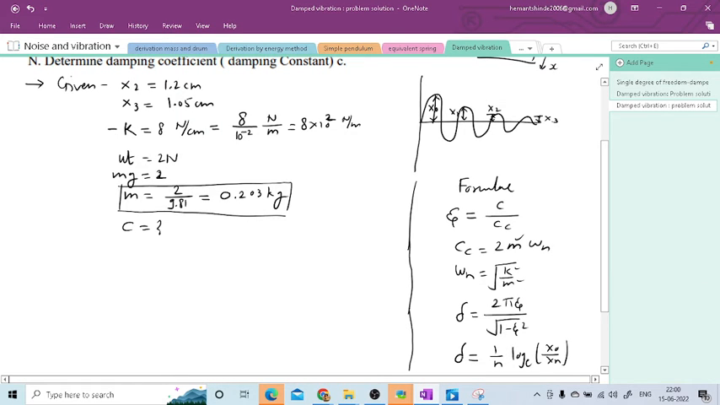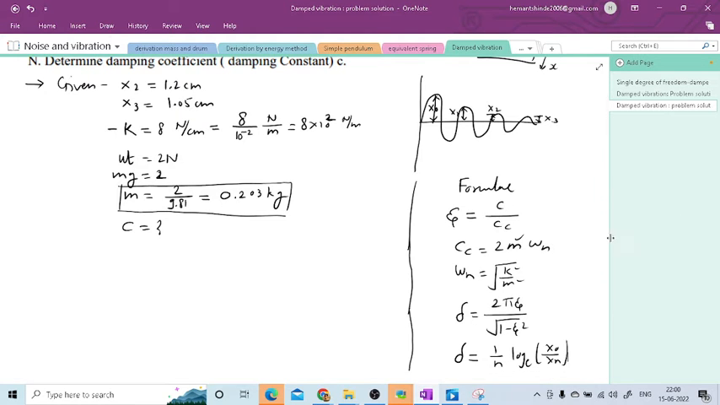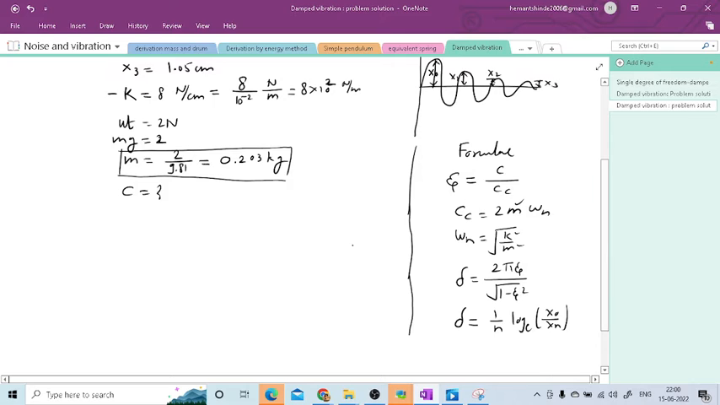Now if I get this value delta, from that delta we will get zeta, from this zeta and cc we will get c. So if I go in the opposite direction from these formulas, means in the upward direction, solving one by one, we'll get the value of c. Okay, so we'll follow this path. Now the solution.